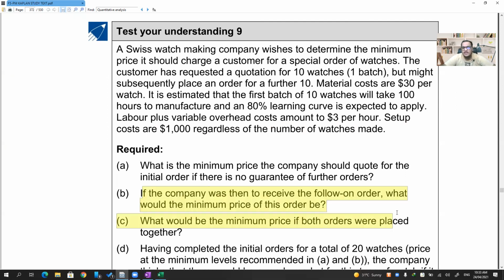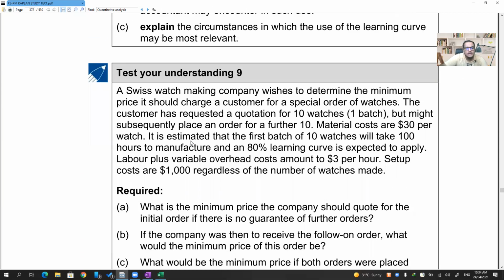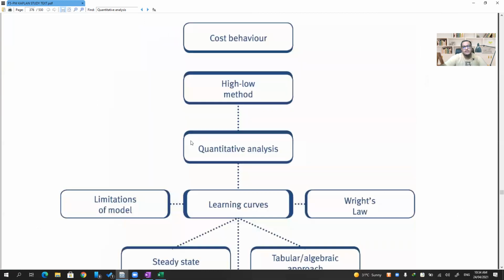For the subsequent order, material cost will still be $30 per unit, but the number of hours is going to come down. Why? Because they told you an 80% learning curve is expected to apply. So for the second batch, you are not going to take 100 hours, you are going to take only 80 hours. 100 into 80%, 80 hours. So 8 hours into $3, 24, plus 30, 54 would be the cost per unit for the second batch. This 1000 is already absorbed, you don't need to do anything. Only $54 will be the cost per unit for the second batch. Test your understanding, 9. Let's see the answers.